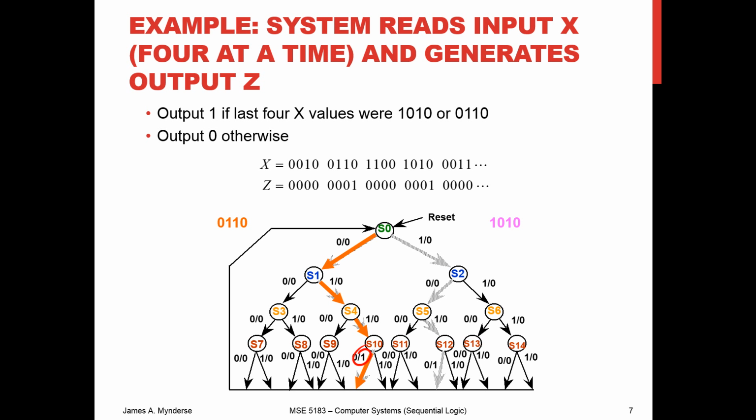If I get a 1, 0, 1, 0, I'll go to the right. I'll go to the left. I'll go to the right and the left. And again, the output is a 1. Anything else is going to result in an output of a 0.